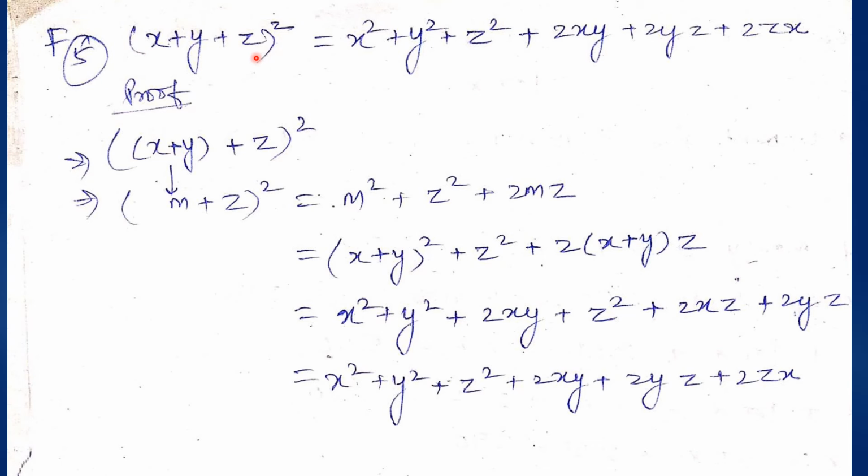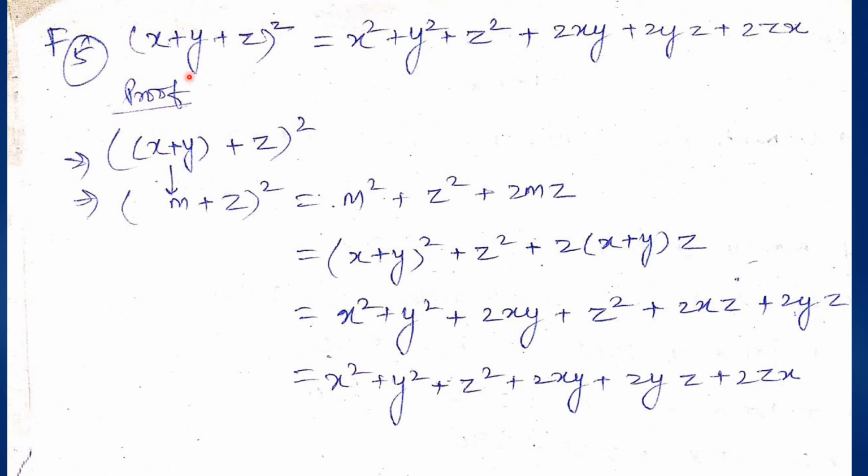First, let's see what the formula is. The formula is x square plus y square plus z square plus 2xy plus 2yz plus 2zx. It is not very difficult to understand and remember, but still, I want you to understand how this formula came into existence, because that is important. So what will we do? Whatever we know already, we will use that knowledge to understand this expansion.